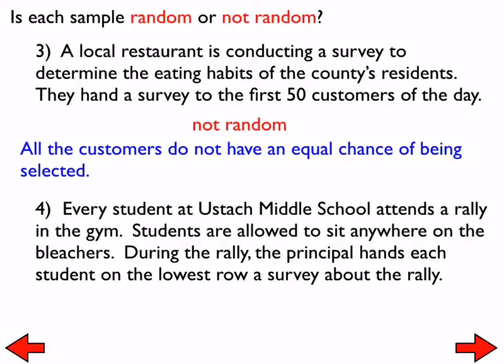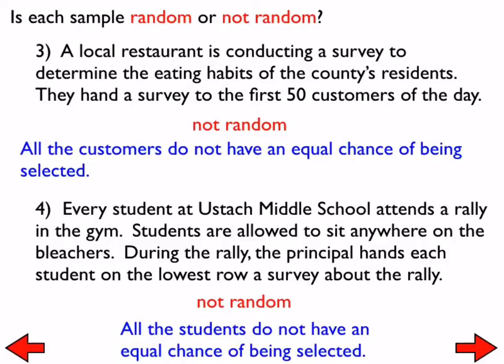And number 4, every student at USTAC Middle School attends a rally in the gym. Students are allowed to sit anywhere on the bleachers during the rally. The principal hands each student on the lowest row a survey about the rally. That's not random because, once again, all the students do not have an equal chance of being selected.